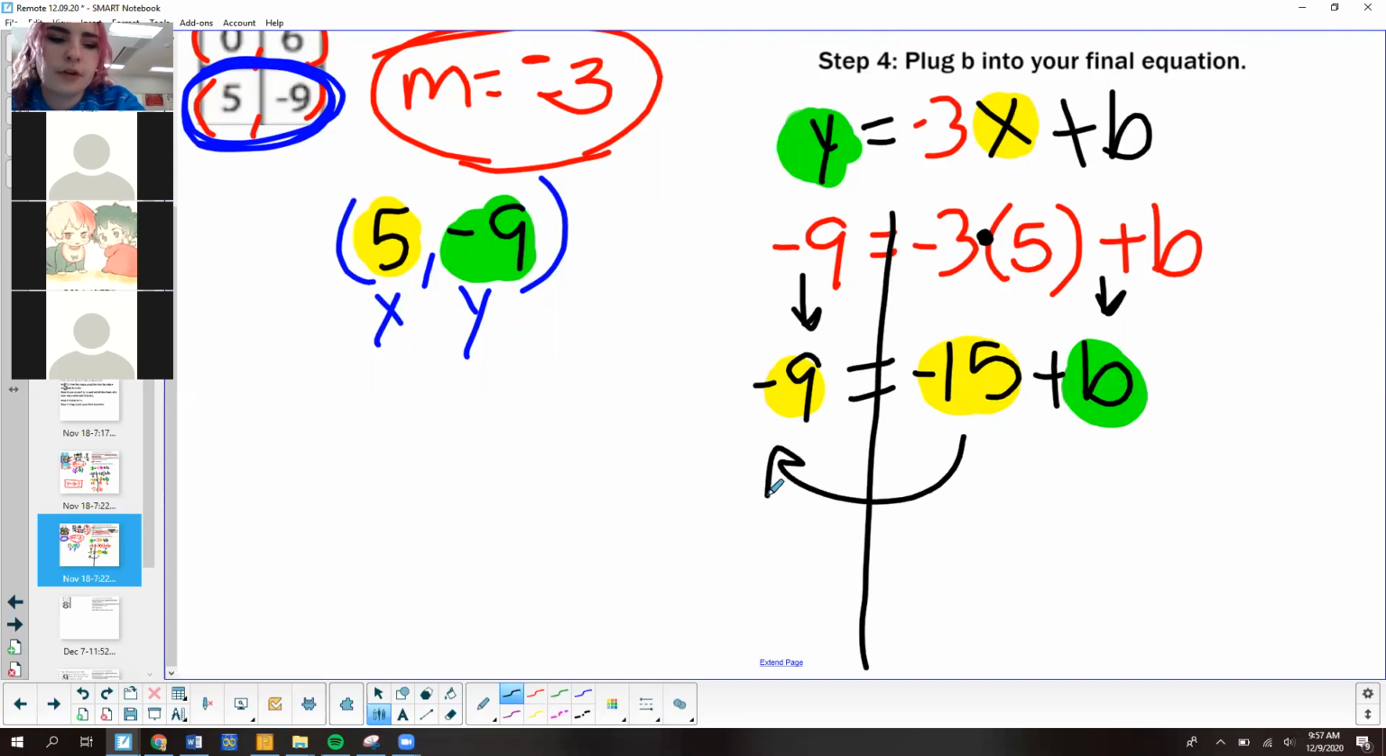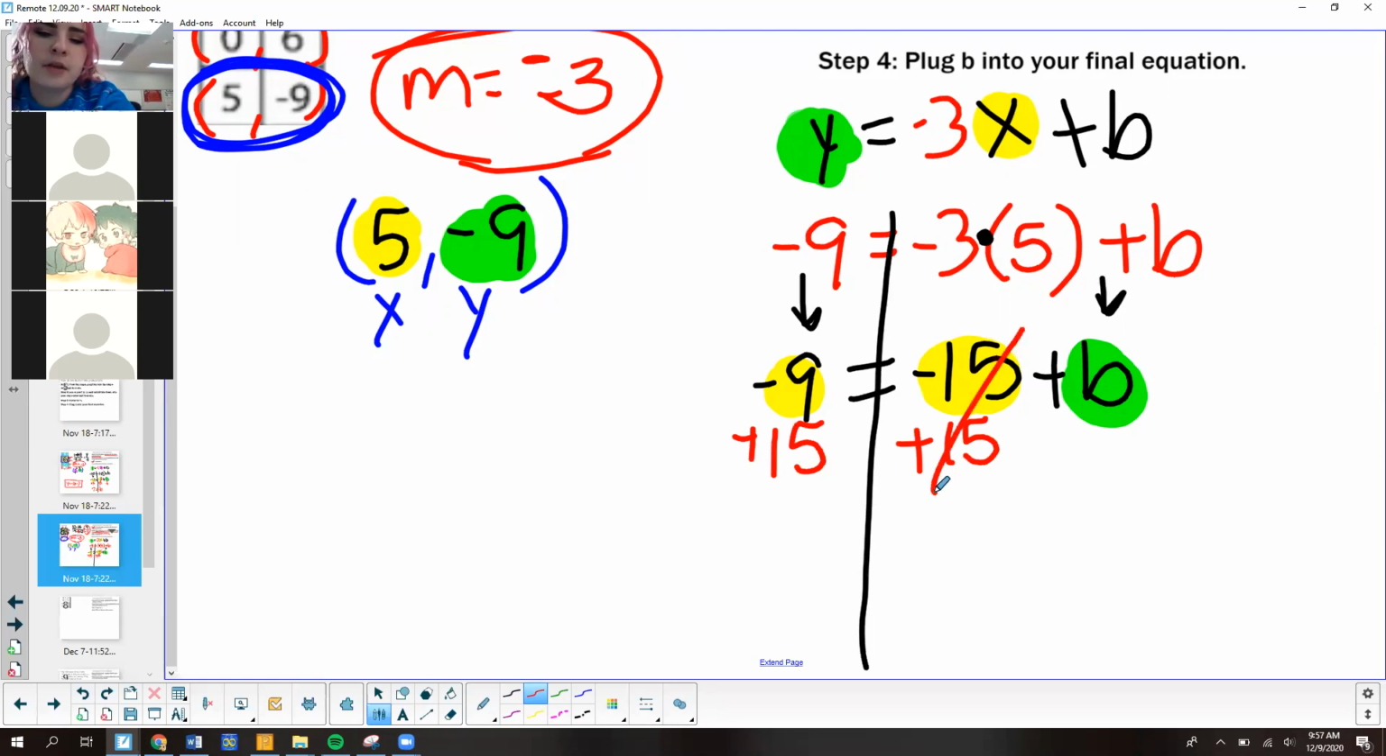So I'm going to move -15 over to the other side by doing the opposite of a -15. Well, the opposite of a negative is a positive. So I'm going to go ahead and move that by adding 15 to both sides, because whatever we do to one side, we've got to do to the other to keep the equation balanced.